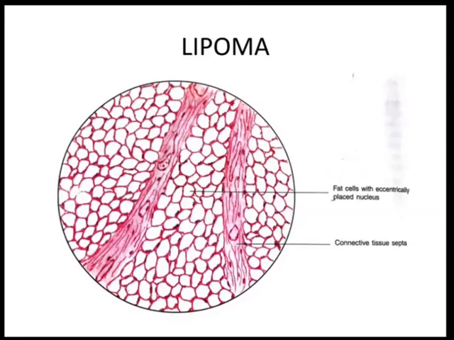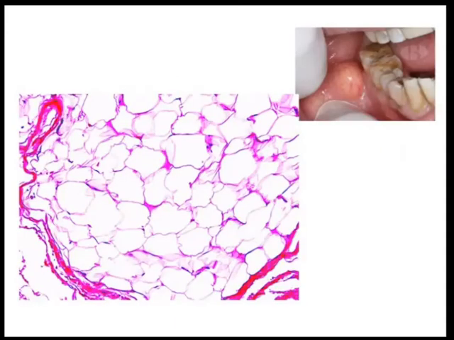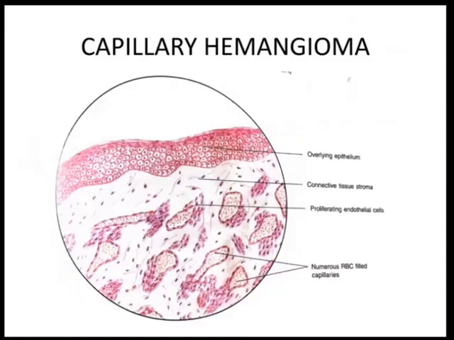Next is lipoma, the connective tissue tumor affecting the adipocytes or the fat cells. Here you can see mature adipocytes with the eccentrically placed nucleus and a connective tissue septum. To the right side corner is a clinical pic where you can see an enlargement, and to the left side is a histopathological pic wherein you can see mature adipocytes with eccentrically placed nuclei.